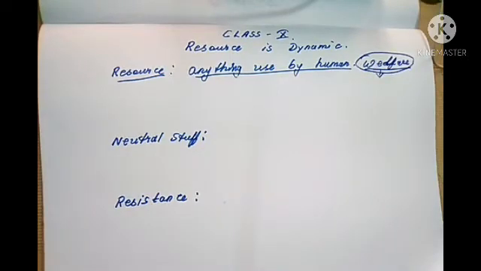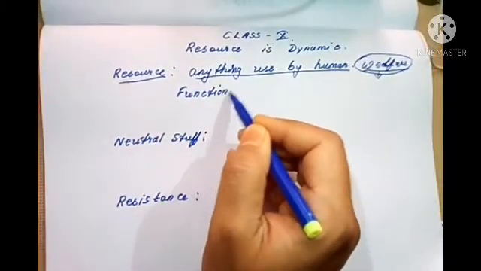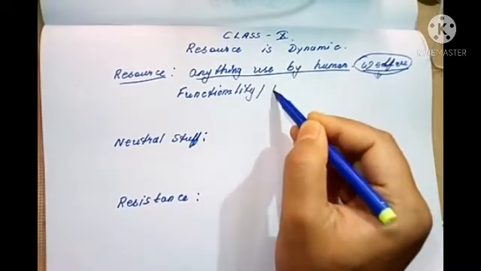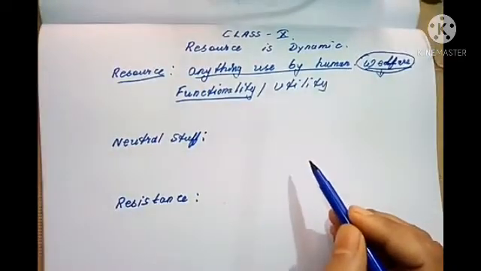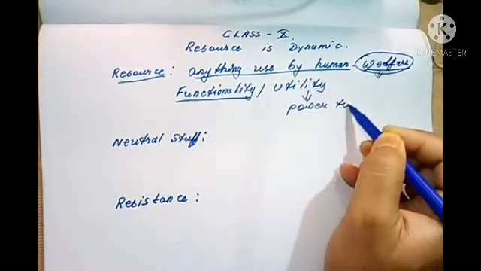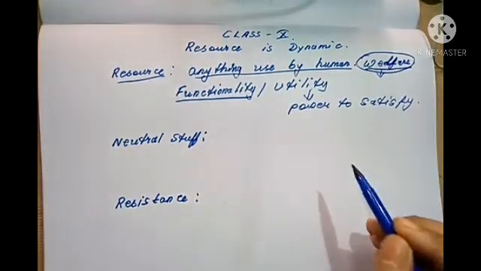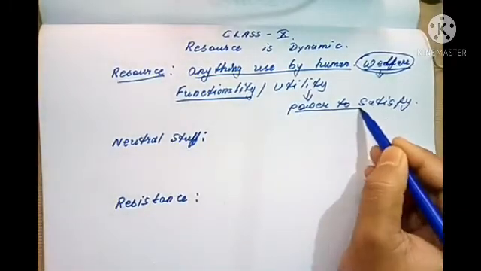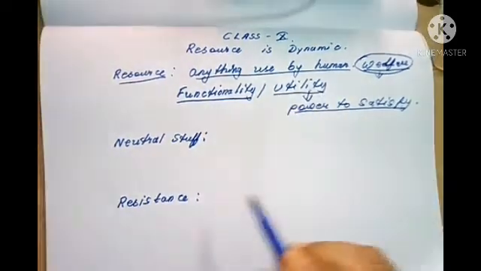We are benefited by the resource, and a resource has two things, as I have already mentioned: functionality and utility. Functionality means the resource must have a function that is used by humans, and utility is the power to satisfy human wants. So how can we understand utility?